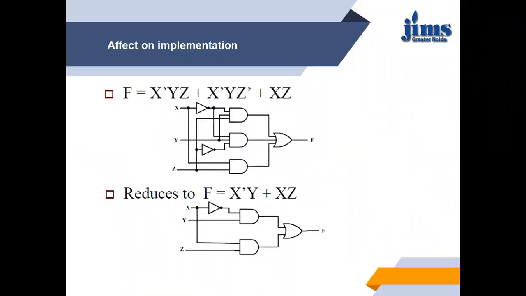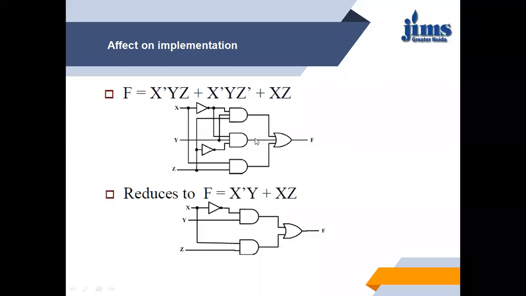Now, when we implement the reduced function, f was reduced with Boolean algebra, and that f was x bar y or xz. So here I implement this: this is x bar y. So for x bar, I have passed x through a NOT gate. x bar comes from here. Here it is y, the first gate. For the second term, x and z, the second gate. Then there is an OR operation, so I have used an OR gate.